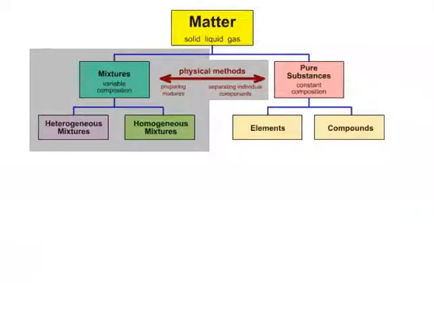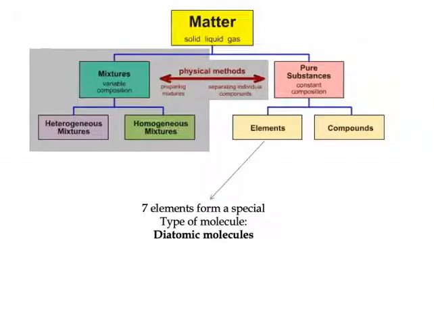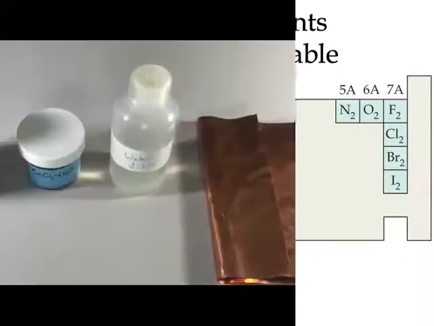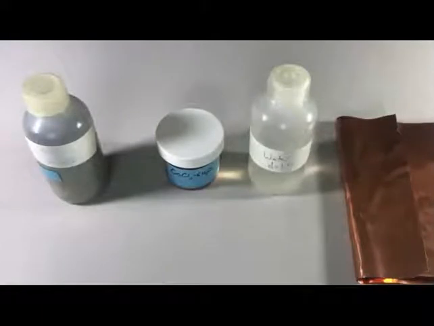So let's put those 7 diatomic elements into our little guide right here. It turns out these things are called diatomic molecules, and there they are. Here's a different picture of the way that those 7 are organized here. All of these are considered substances now.